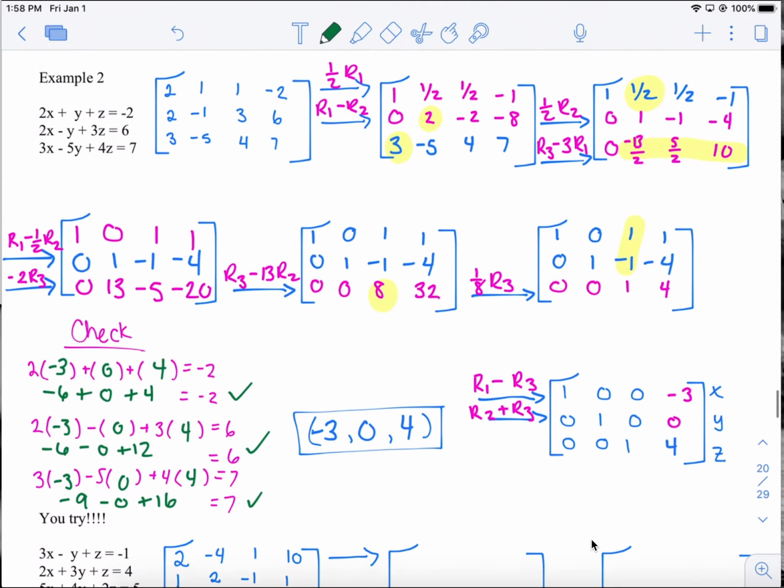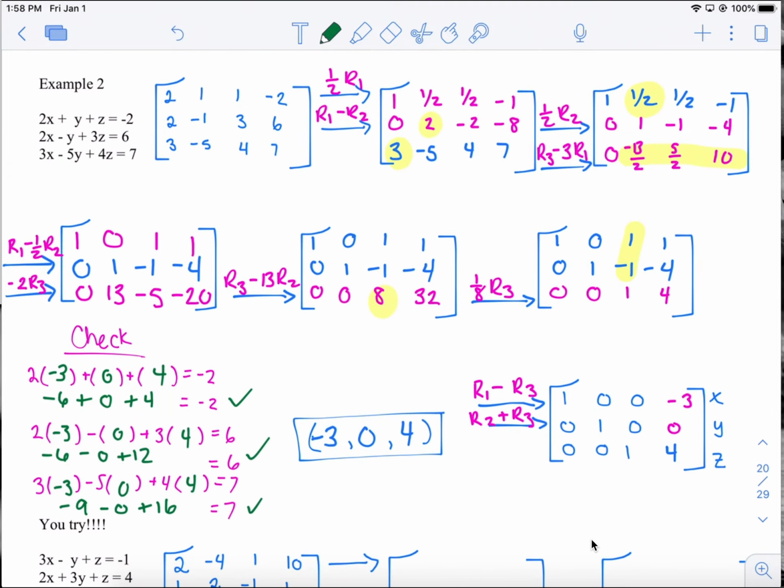Okay, I'm going to zoom out for just a second. If you need to copy anything on example 1, now would be a great time to do that before we tackle one more problem.